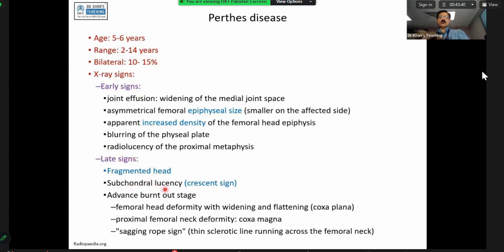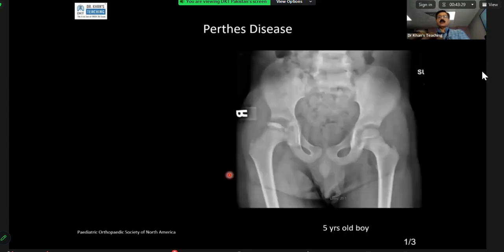And this was subchondral lucency, which is the crescent sign, which the candidate did very well. In late signs, of course, it can be fragmented head. And when it is bilateral, the differential diagnosis is very important for your exam. I'll project the differential shortly.